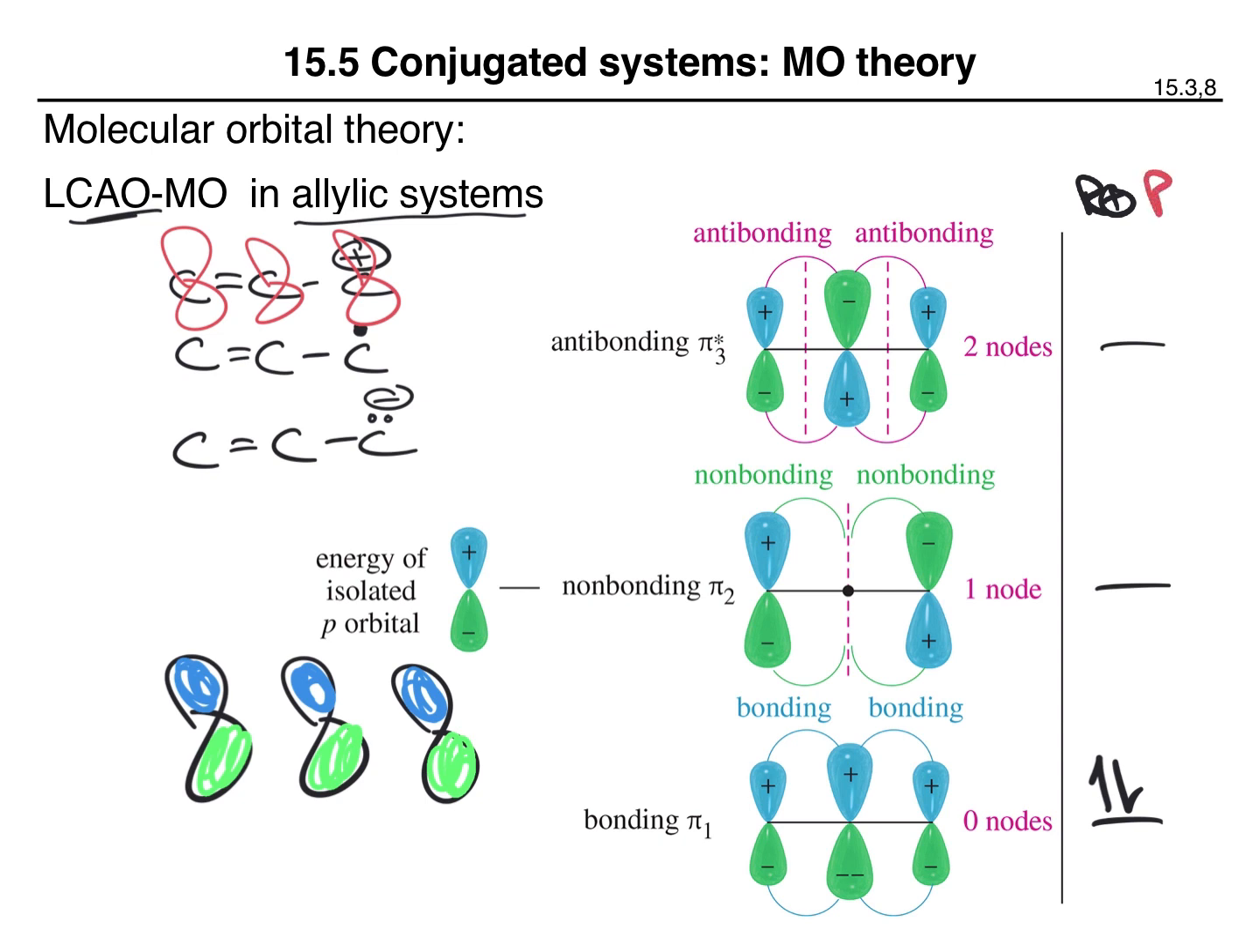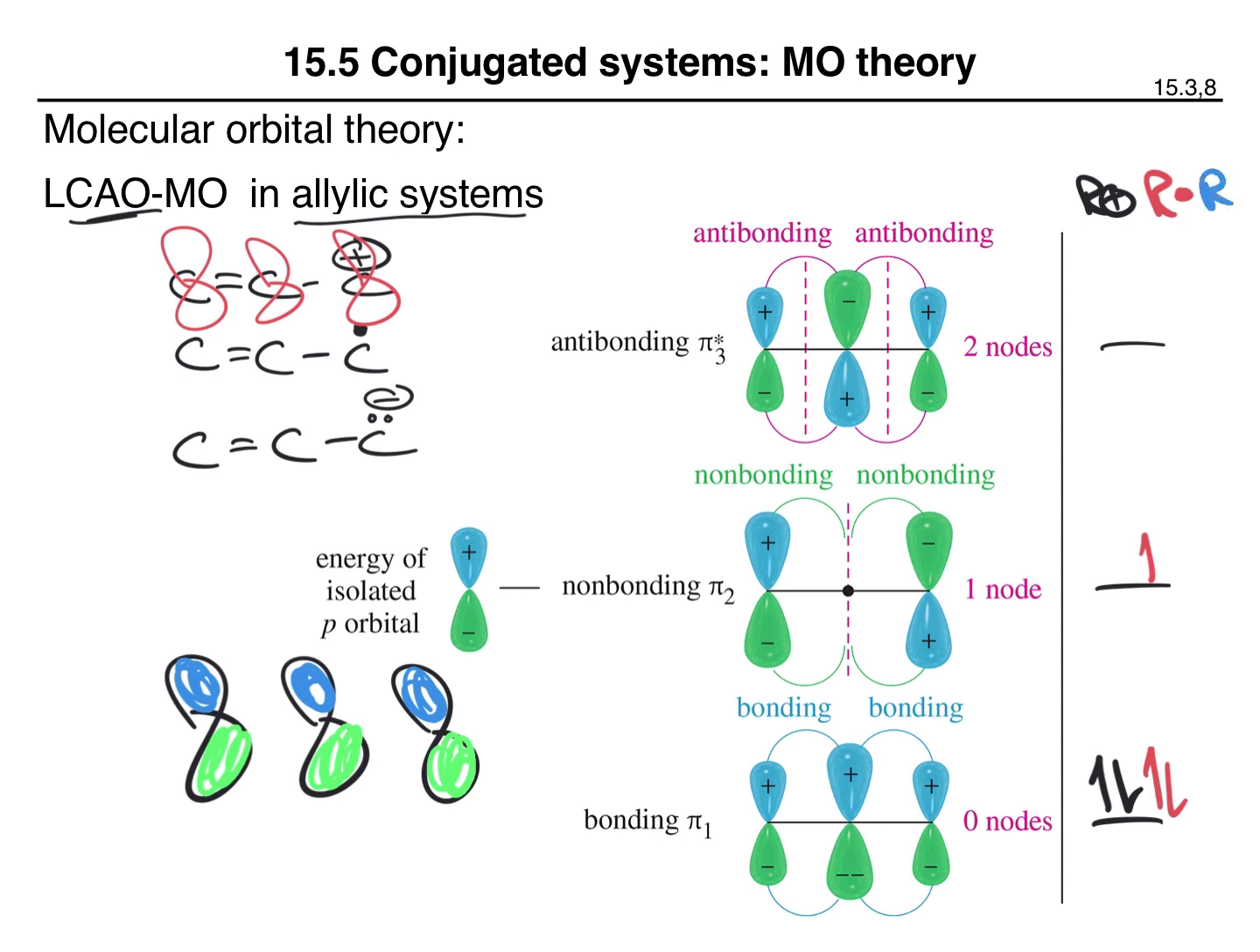Next, let's look at the radical. With the radical, we have 2 pi electrons plus 1 more electron that's in the pi system. So that means we have 2 electrons down here and 1 electron here. And because we have more electrons in the bonding orbital and only 1 in the non-bonding, overall it's more stable than if these were 3 isolated p orbitals.